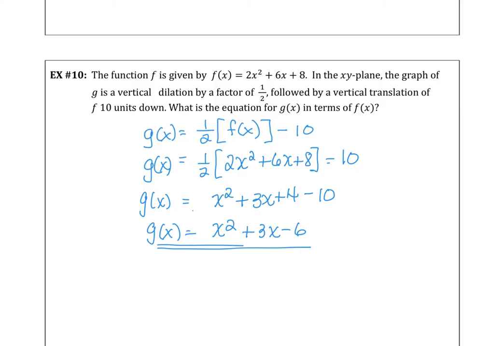You could take your graphing calculator and first graph your f of x and then graph your g of x and verify for yourself that it did follow those transformations stated: the vertical translation, 10 units down, and the vertical dilation by a half.